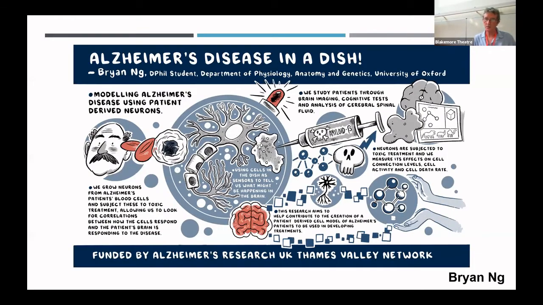Okay, so I want to start with this brilliant pastiche that was produced by Brian Ng, a DPhil student in Richard Wade Martin's lab. And it tries to address the question of why we even need to model Alzheimer's in a dish. And it nicely points out that we can derive neurons from blood cells, and we can use these to look for the effective treatments on their morphology, on the transcriptome. We can use them as screens to try and identify therapeutics that intervene with those pathways. And in the end, try and give us something that will intervene on the pathogenic process of Alzheimer's. So that's why we need a model in a dish.